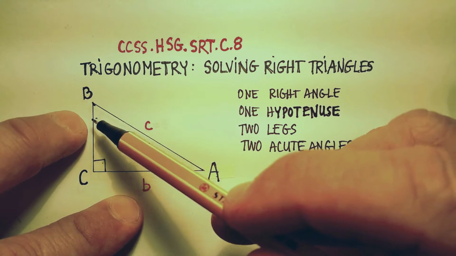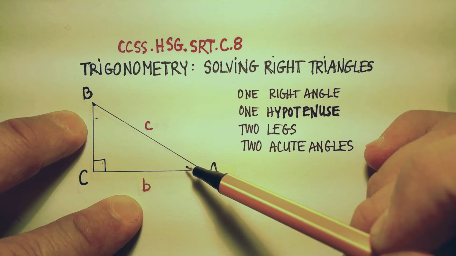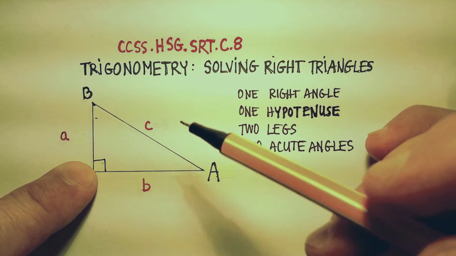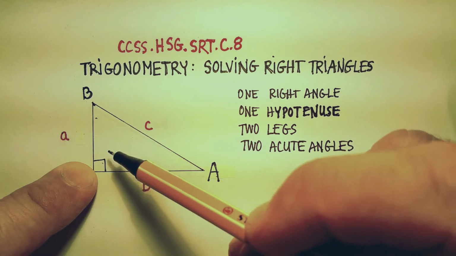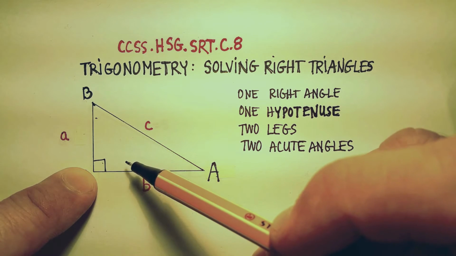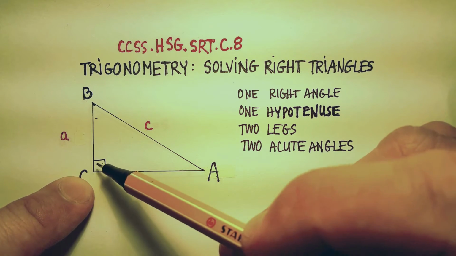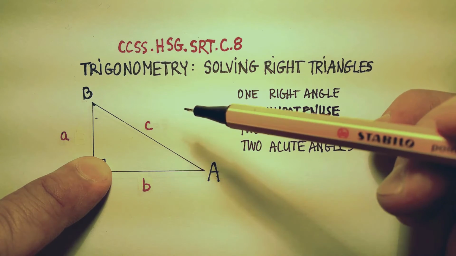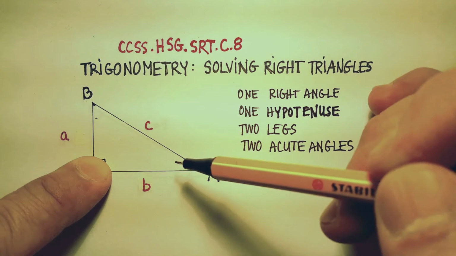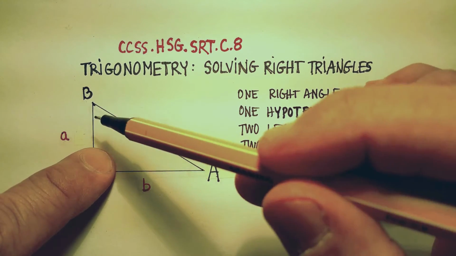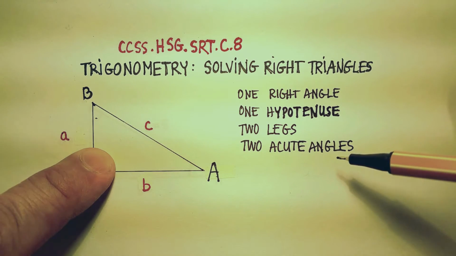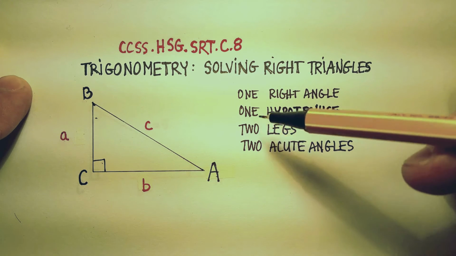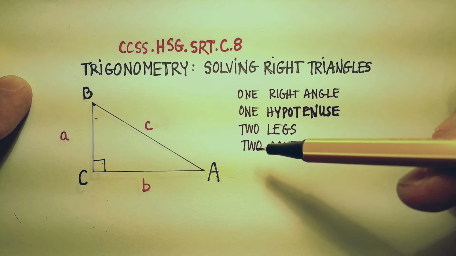And then you also have 2 acute angles, 2 angles that are not the 90-degree angle. And they're always acute, right? Because we know that if you add all the angles inside of a triangle of any kind, it equals 180. If you subtract 90 out of that, the other 2 have to add up to 90, and neither one of them can be 90 since you wouldn't have the third angle. So they have to be less than 90 degrees, which is the definition of an acute angle. So solving a right triangle means you're going to find all these 6 characteristics.